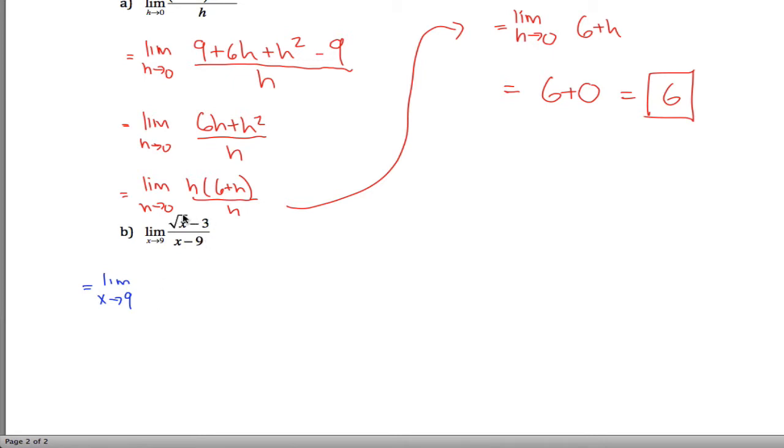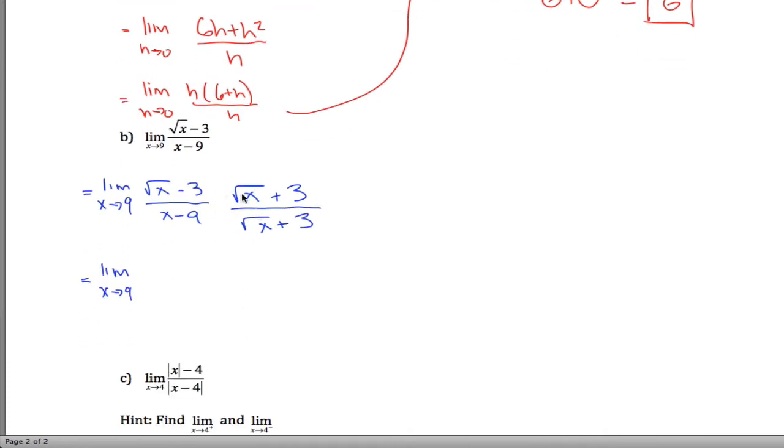What you're going to do is you're going to multiply the numerator and the denominator by the conjugate of the numerator. It's called rationalizing. So it might just look like we're making things a lot worse, but we're not. We're not making things worse by including this term out here.